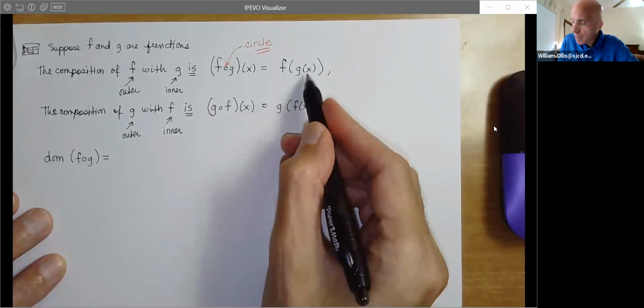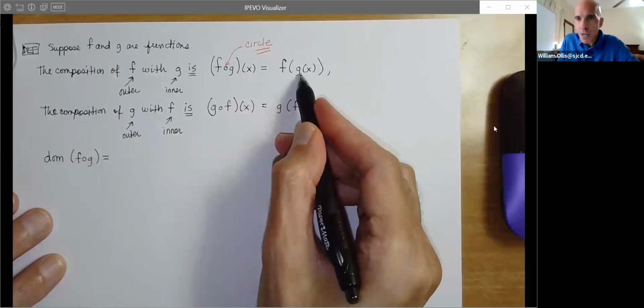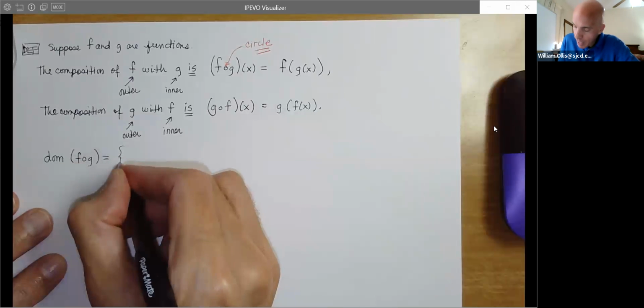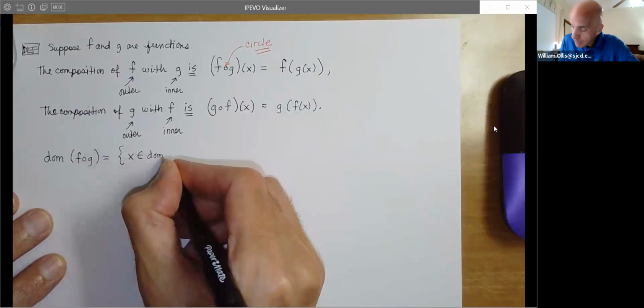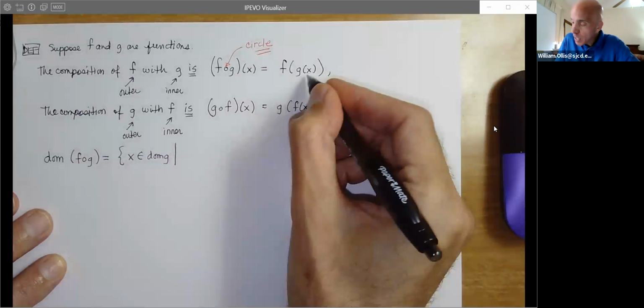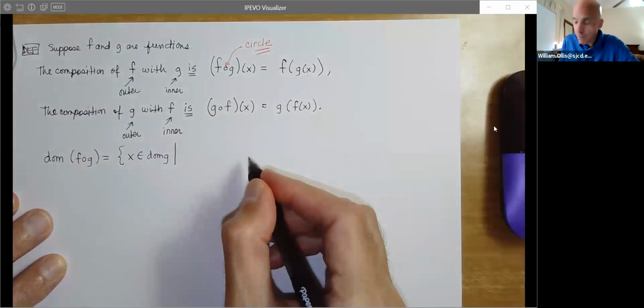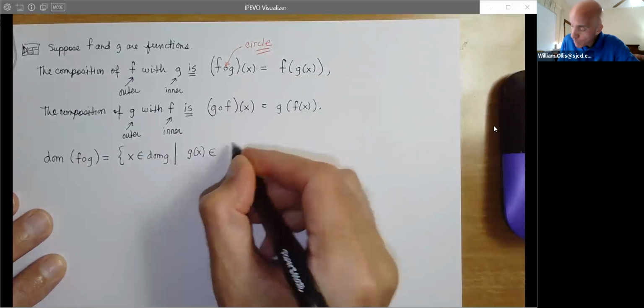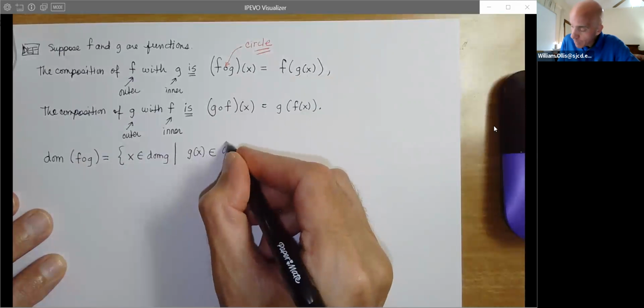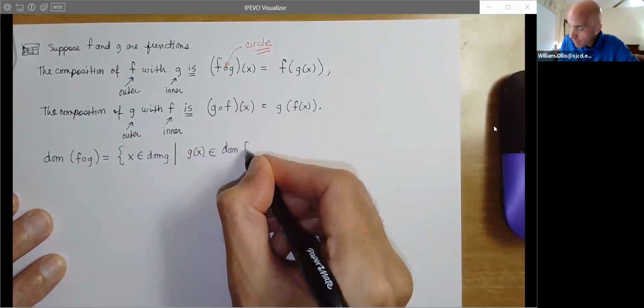Well, let's look here. The x must be in the domain of g, so we can say x is an element of the domain of g, such that g of x is in the domain of f. So that means g of x must make sense if we substitute it into f, the domain of f.